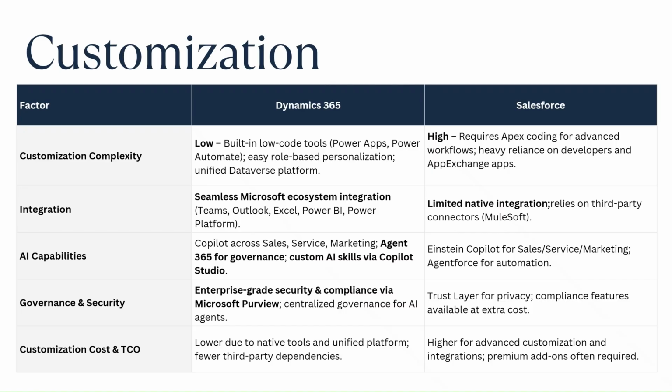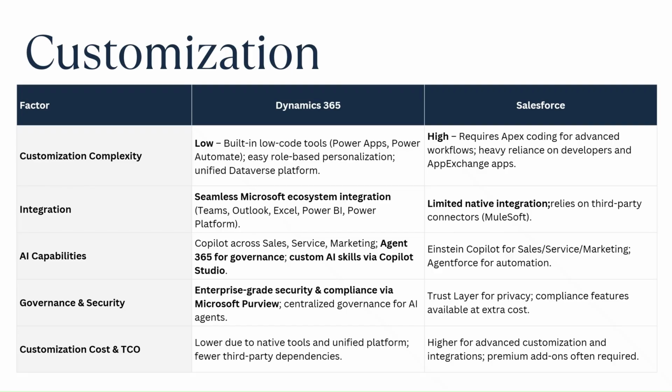sufficient. And integration is another area where Dynamics 365 stands out, thanks to its seamless connection with the Microsoft ecosystem, including Teams, Outlook, Excel, Power BI, and the Power Platform. And this means users can collaborate, analyze data, and automate processes across familiar Microsoft apps, reducing complexity and vendor count. And Dynamics 365 also supports both cloud and on-premises deployment, so customizations can be tailored to meet compliance and security requirements.